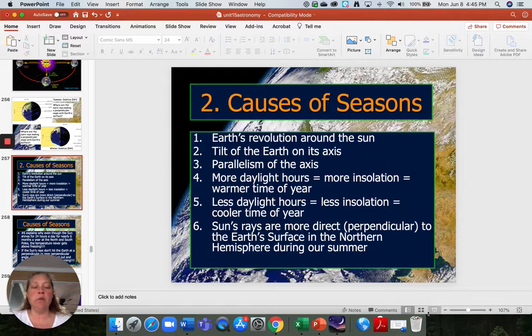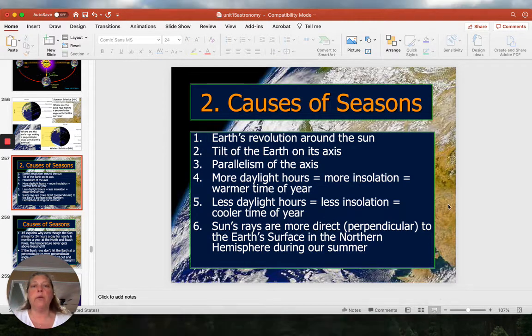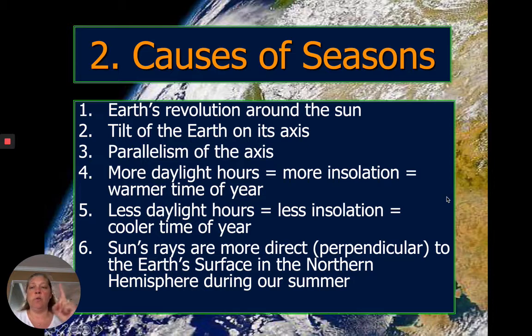Okay, so just to wrap up what we were talking about the other day, the reasons for the seasons. Number one, the Earth's revolution around the sun. But not just the revolution, because remember, it's the revolution coupled with the tilt of the Earth on its axis. Remember that if there was no tilt, there'd be really no seasons. It would be the same weather and climate all year long for certain latitudes. The tilt of the axis is what gives us seasons. Also, the fact that the axis is always parallel to itself. So that's called the parallelism of the Earth's axis.